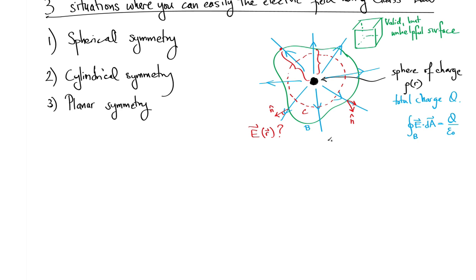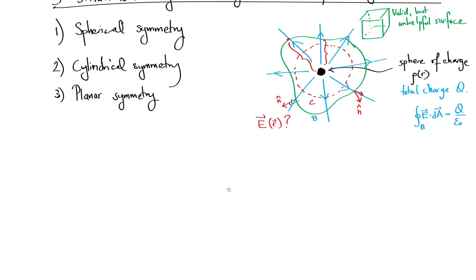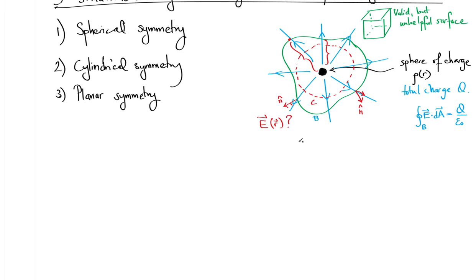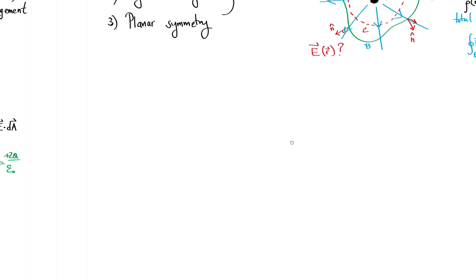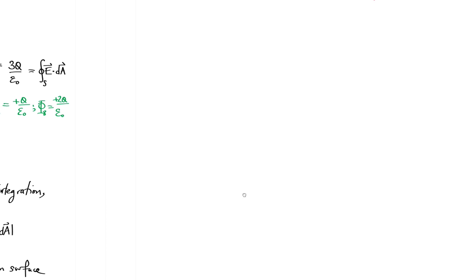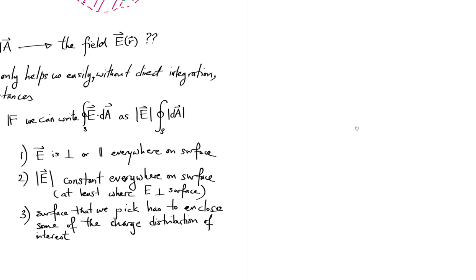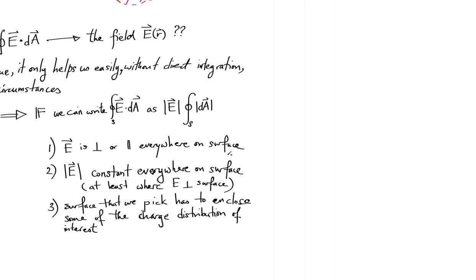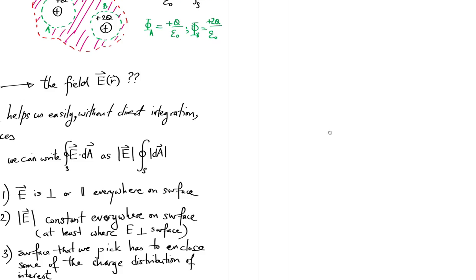So we know that this E dot dA over here, that dot product, basically just gives us magnitude E times dA, right? So you can see here the spherical surface does satisfy this condition. The electric field is parallel everywhere on the surface. The electric field is constant because it's equidistant from the charge distribution, and it's enclosing the charge distribution.